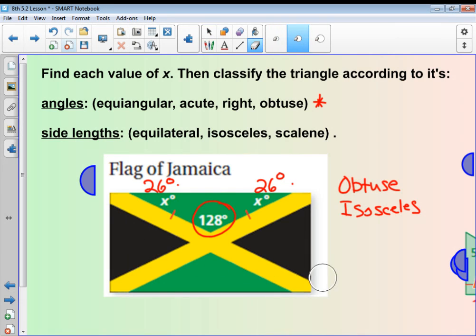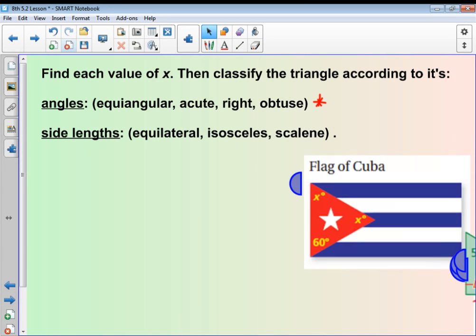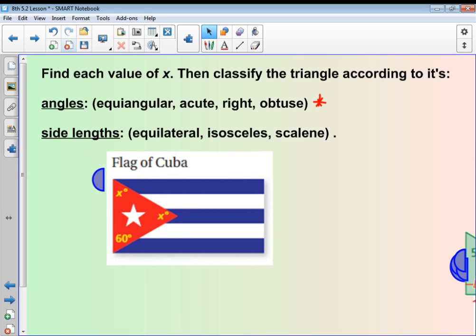Okay, so I'm going to give you one more to go ahead and try. Okay, so go ahead and try this one. I want you to solve for x and then name this triangle according to its angles and its side lengths. So go ahead and pause your video and work your way through this one.